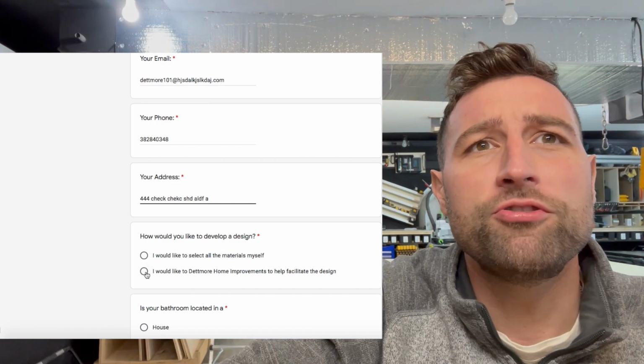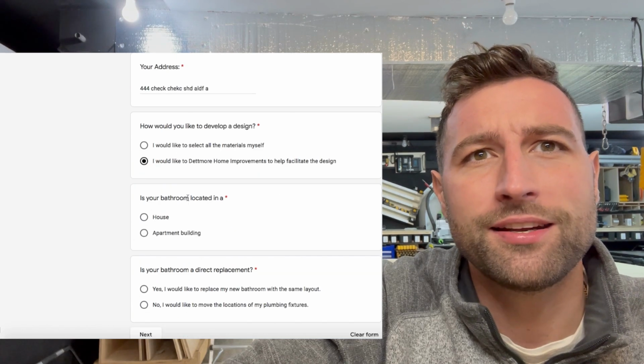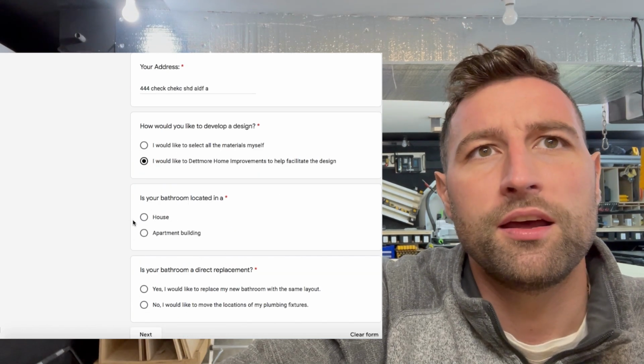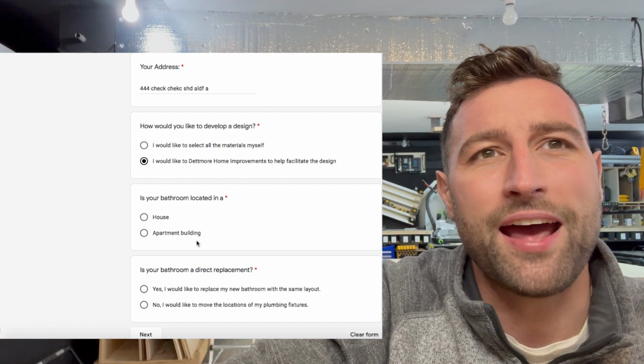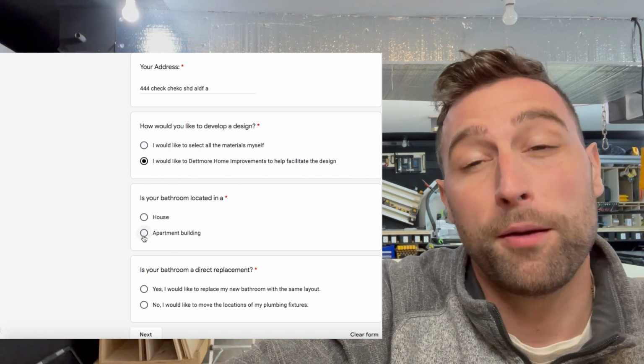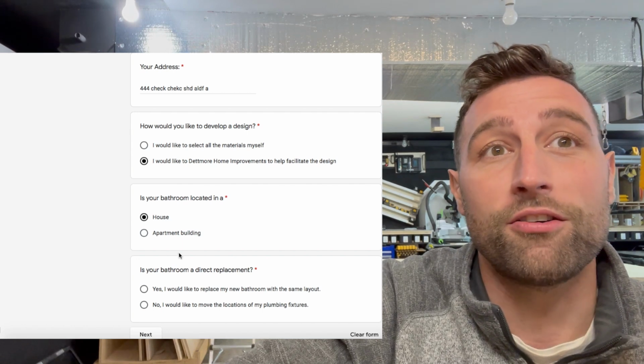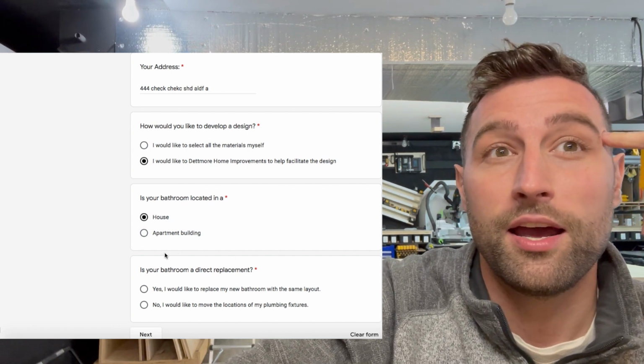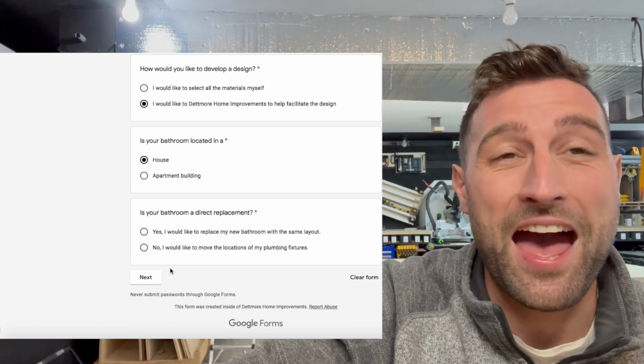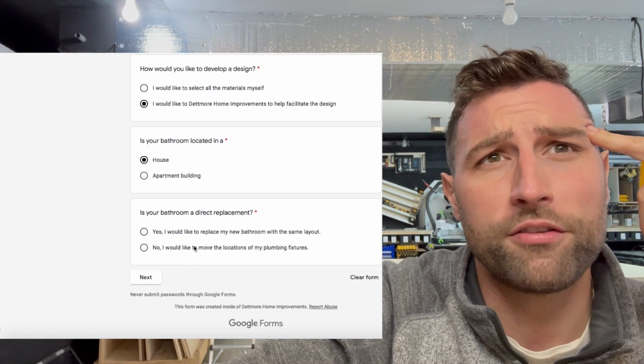How would you like to develop a design? I would like Detmore to do that. Is your bathroom located in a house or an apartment building? Well, an apartment building would be a lot more work for us, right? Because we'd have to deal with elevators or stairs. So that's why that's there. If they said apartment building, it's going to add a percentage to the total job cost.